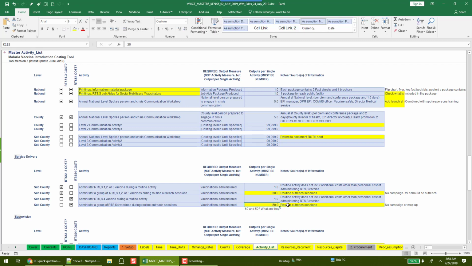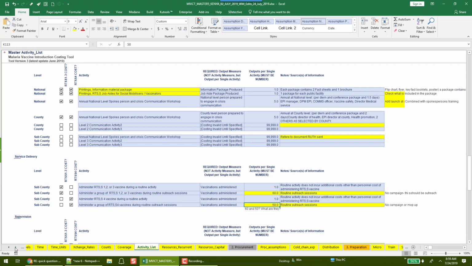Or you can say I put 50 here. It doesn't matter what you put here comparing one with the other. You have to decide how many vaccines you think you're going to administer during an outreach session. So if you think you're going to do 200, you can put 200 there. If you think it's going to be 1,000, you can put 1,000 there. Right now, I'm putting 60 and 50 as an example. Now let's take a look at how that affects the final outcome of the costs.